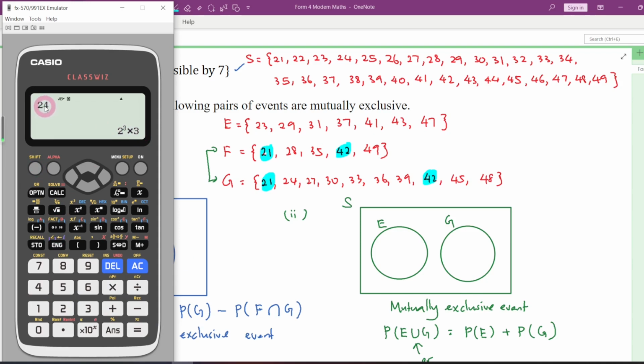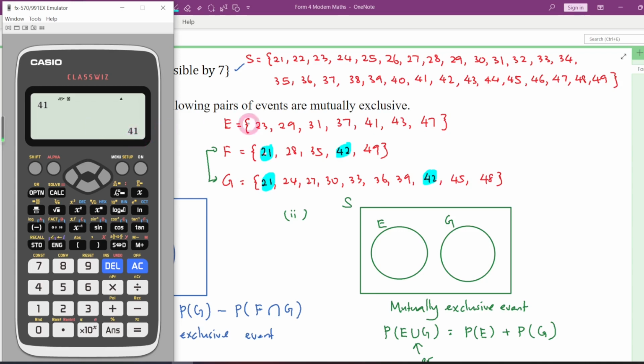So if you key in a prime number, let's say 41 equal, shift prime factorization, you will notice that the number does not change at all. So in this situation, we know that this is a prime number.